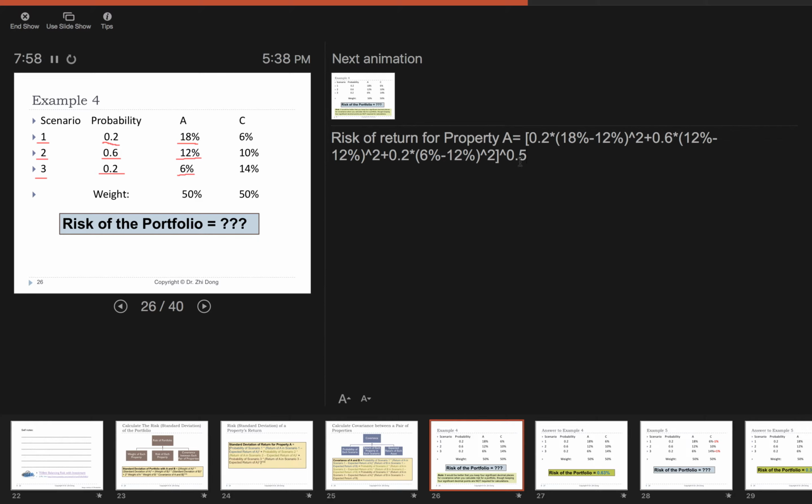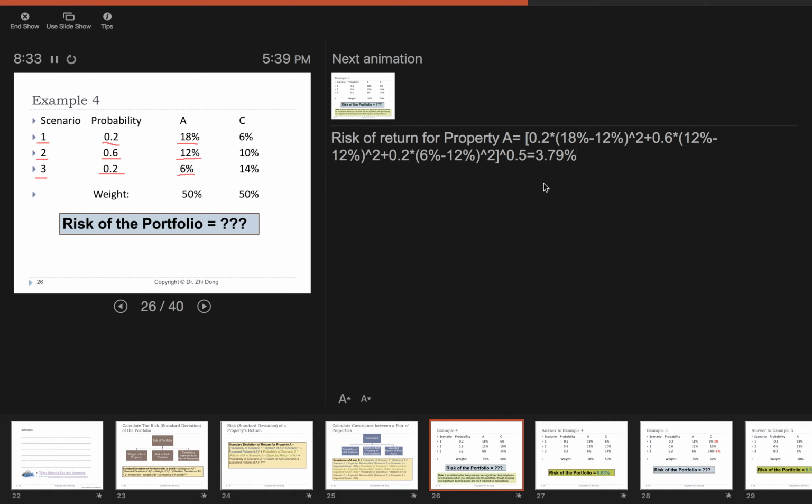So this process will give you the result and calculation for the risk of return for property A. And if you input the whole formula into a scientific calculator, it will give you an answer close to 3.79%. That's the risk of return for property A in this example.